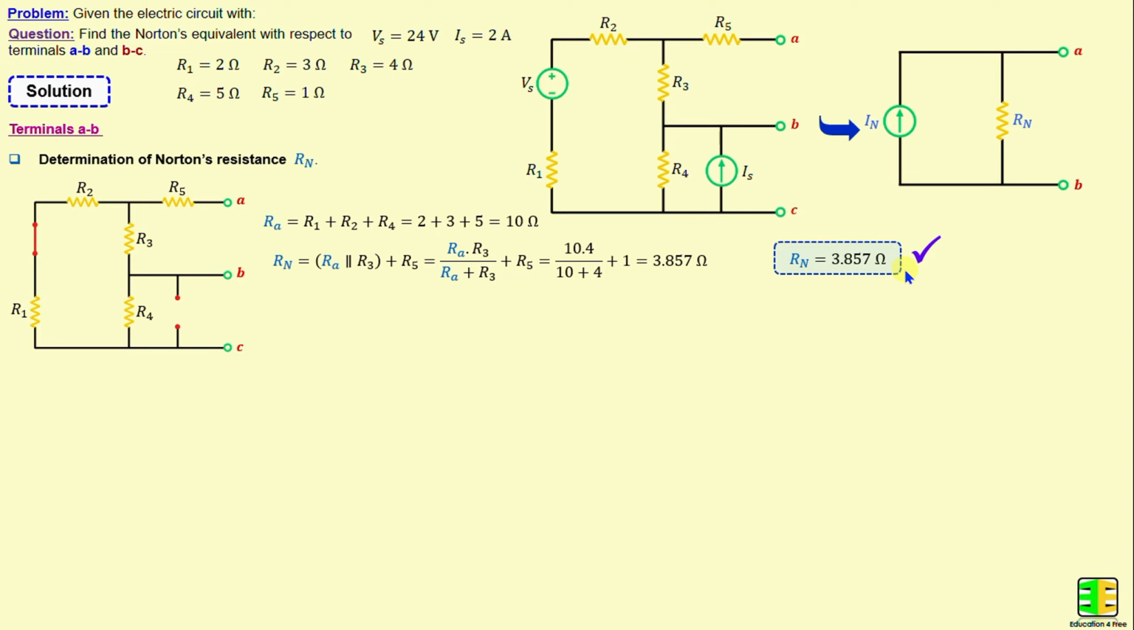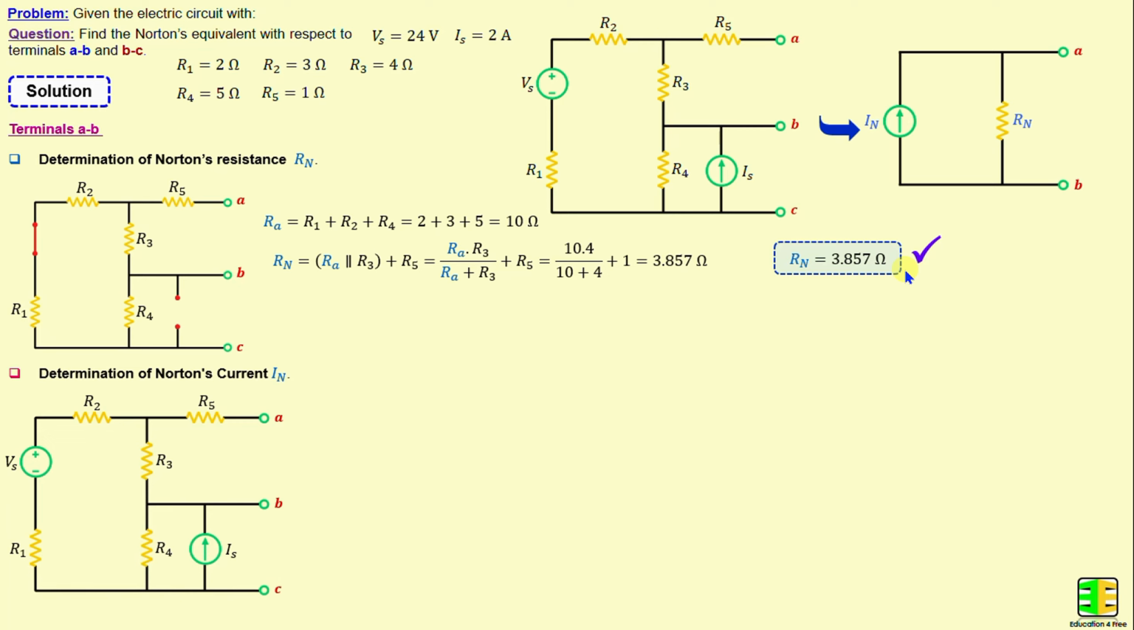After finishing the determination of the Norton's resistance, we proceed to calculate the Norton's current IN. The Norton's current is basically the short circuit current calculated between terminals A and B. To find the short circuit current ISC, I will apply the mesh analysis method.